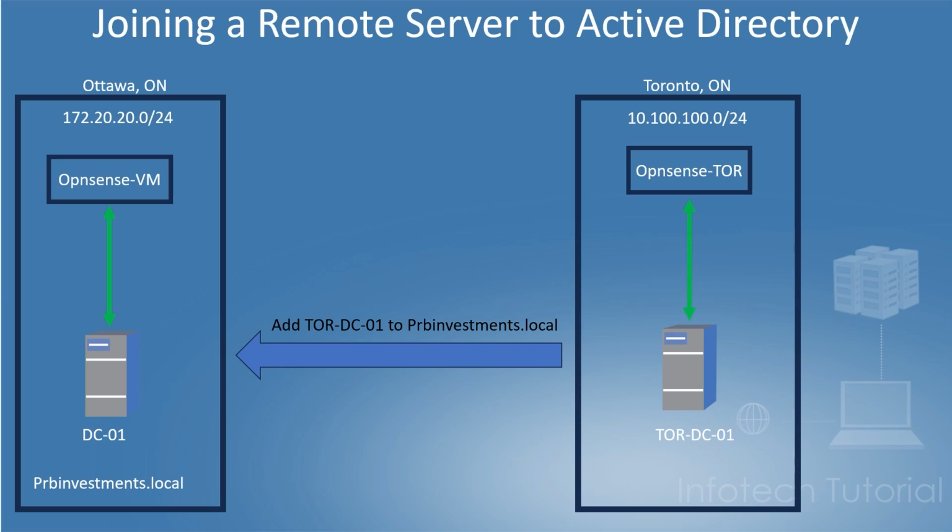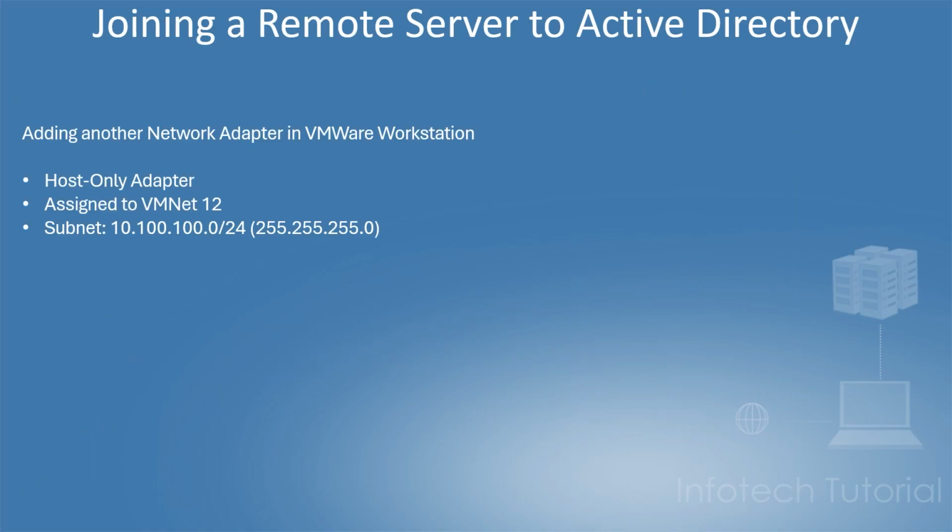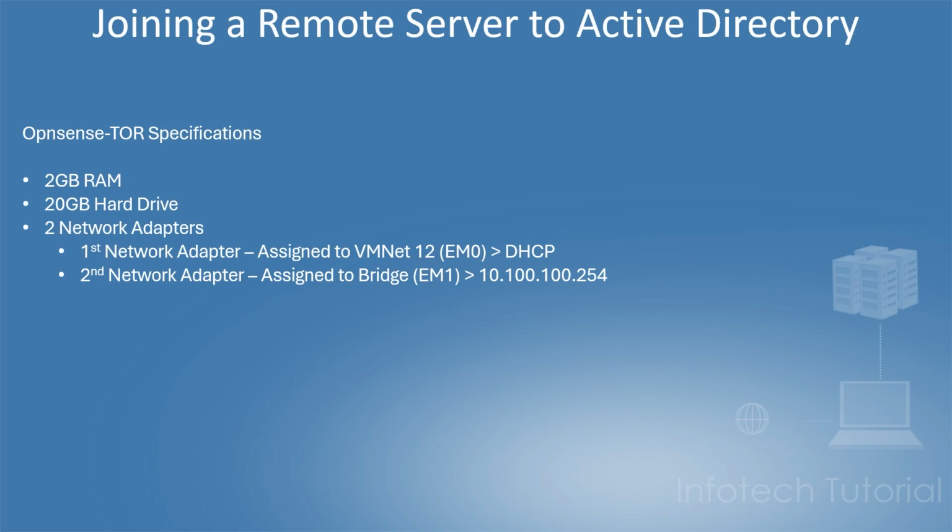Now, for the first section of this video, I will be going through how to create a new OpenSense router called OpenSense-TOR. Now, in VMware Workstation, I went into the network editor and I added a new network adapter. And this network adapter is a host-only adapter and it's assigned to VMnet 12. And the subnet for this adapter is 10.100.100.0, and that is on a 255.255.255.0 subnet.